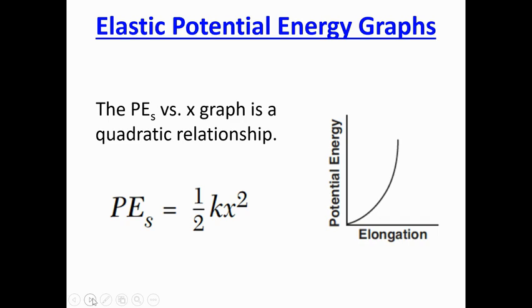With this equation, we can see that there is a quadratic relationship between distance stretched or elongation and potential energy. So if you have a potential energy versus elongation graph, the shape of that graph would be quadratic in nature.